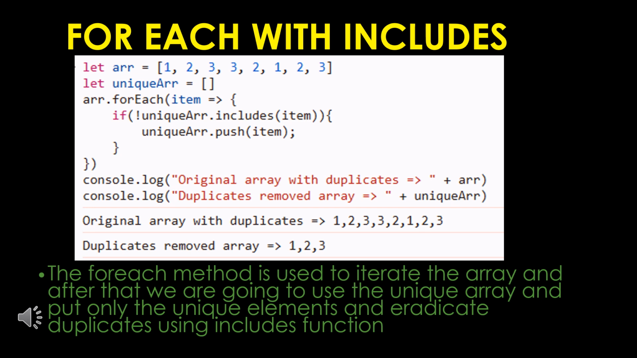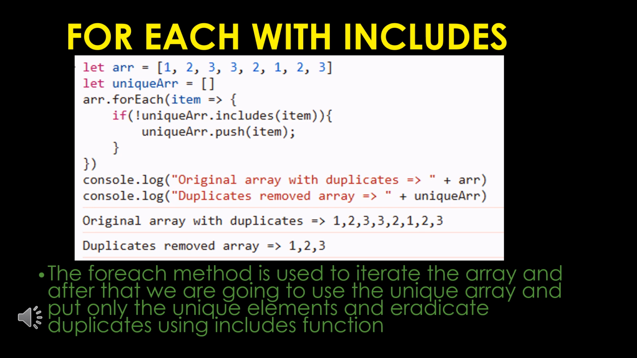For each method with includes, so we can have a new array. As usual, we have a duplicate array and we are going to create a new array. So I have created a unique array with the empty array set, and I am going to use a forEach method here, and in array.forEach, item represents each object in the array. So each object is taken and it will be checked whether the unique array contains this particular item. So if that is not found, then we can push this, unique array dot push of item, into the unique array, otherwise it will not be pushed.